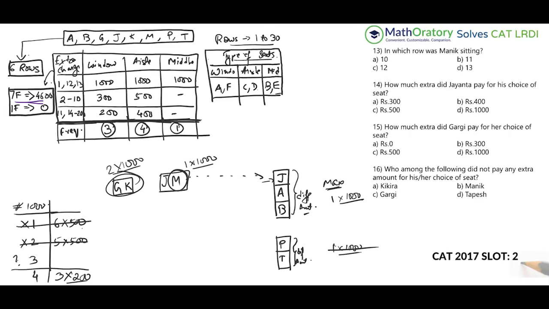But remember, if we use 4000s, then the rest of the three has to have 200 amount. But this is not feasible, because the rest of them includes both P as well as T, and both of them cannot pay the same amount, right? They have to pay different amounts. So this case is also out. So we now know for sure that there has to be 3000s. So let's work with this 3000.